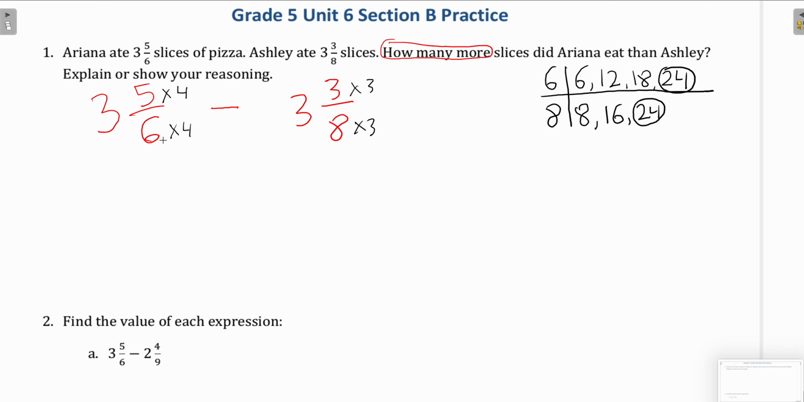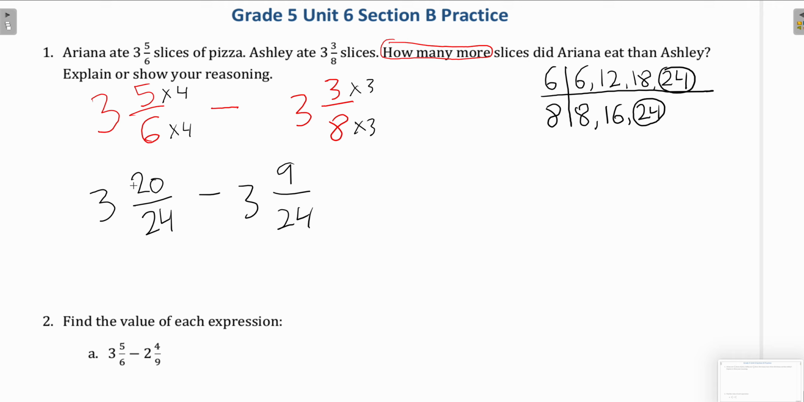So now let's write our new equivalent fractions with the same denominator. So now this is going to be 5 times 4 is 20. Okay, so this is our new denominator, 24, 6 times 4, minus, we have 3 times 3 is 9, bring down the whole number, 3 times 3 is 9, right, that's 24. Okay, so now we can just perform the subtraction. Now we're subtracting 3 and 20/24 minus 3 and 9/24.